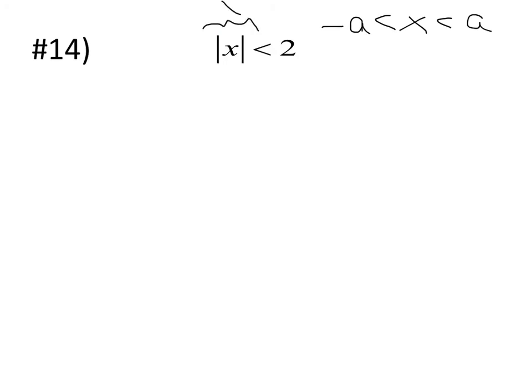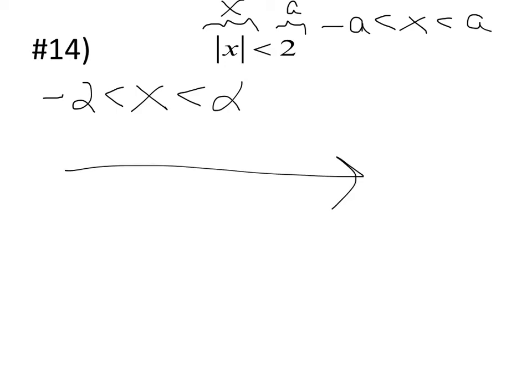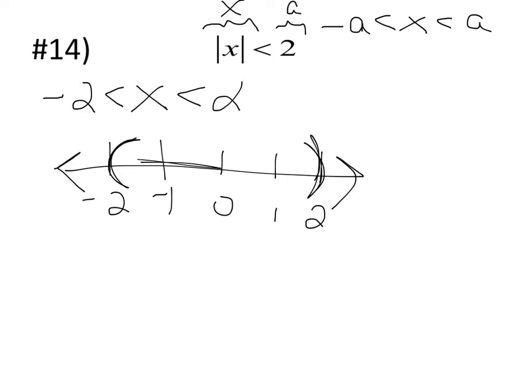where everything inside of my absolute value is x. Everything on the other side of the inequality is a. So in this case, negative a, in this problem a is 2, is less than x. In this problem x is x, so that's easy, is less than a, and in this problem a is 2. So when I go to graph this, again, don't make this more difficult than it is. x is between negative 2 and 2. So when I go to graph, shade between negative 2 and 2.